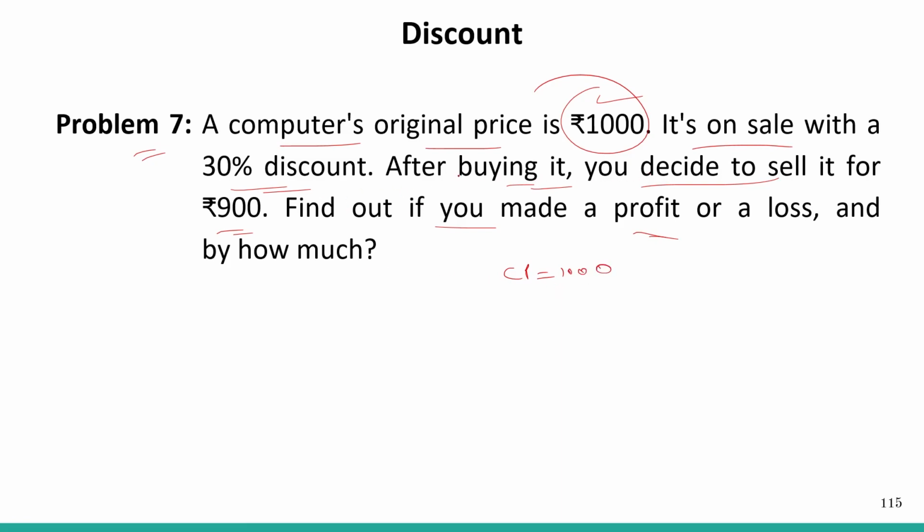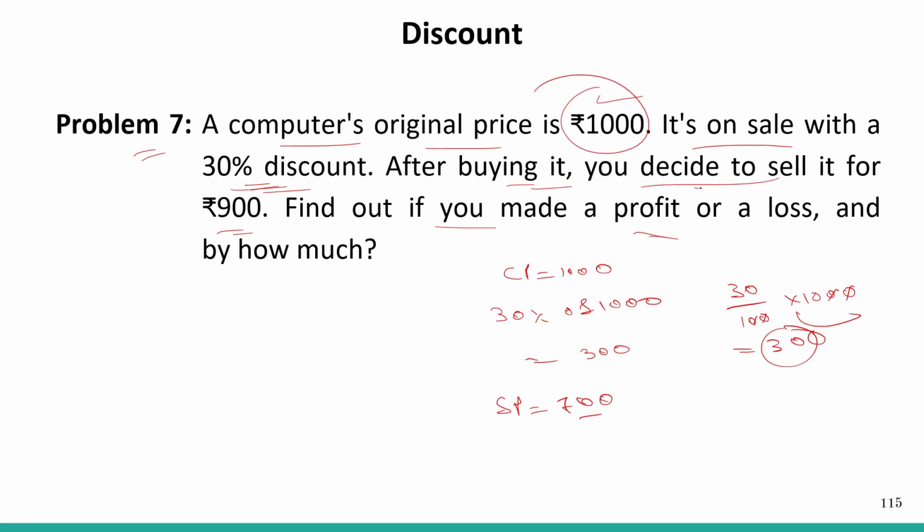Okay, so on sale with that 30% discount, you got it. So 30% of 1000 is equal to what? 300, because 30 by 100 into 1000. So cancelling the zeros, we are left with 300, right? So the selling price will be what? 700.